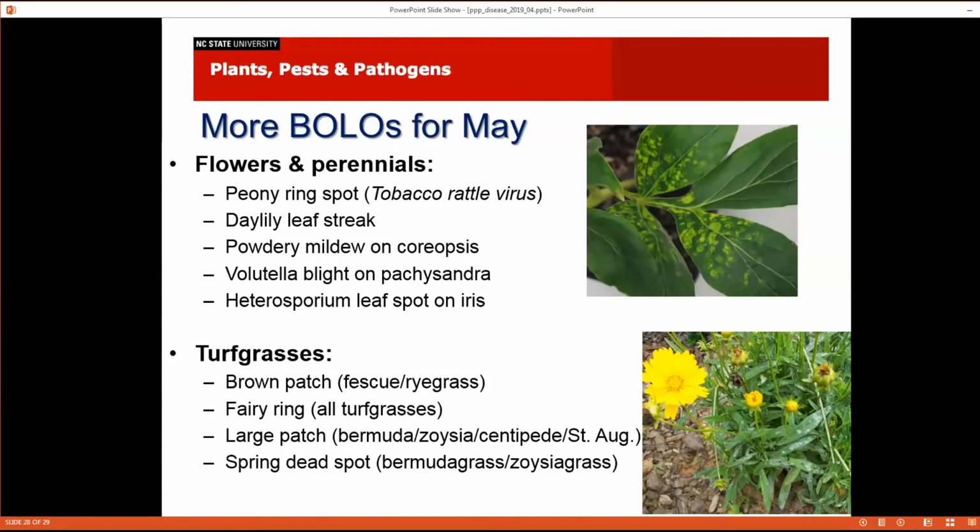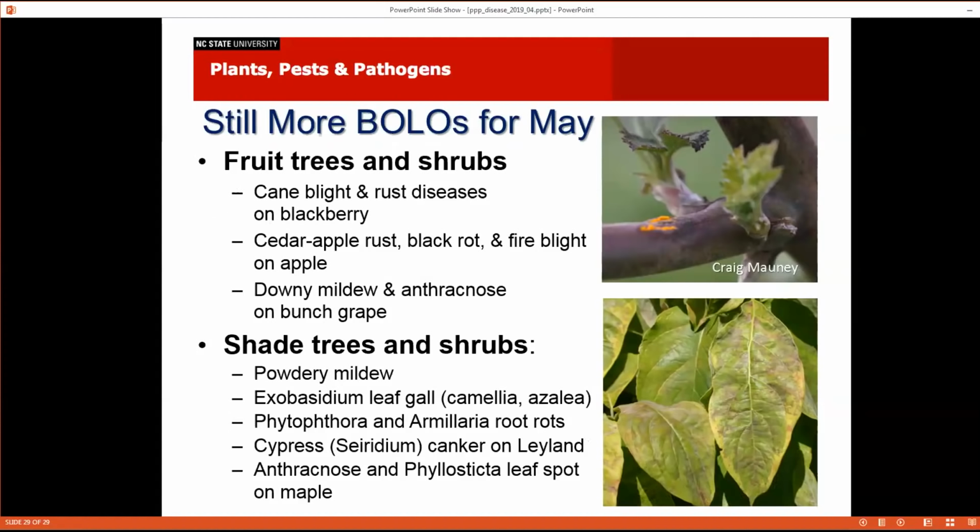Finally, in the woody plant area, in our fruit trees and shrubs, watch for cane blight and rust diseases on blackberry. That's a picture that Craig sent, which indicates there's probably cane and leaf rust on blackberry. We've seen some leaf infections, probably that same rust as well. Haven't seen orange rust yet this year in the clinic, but that's something else to be aware of on blackberry. And of course, cane blight as well.